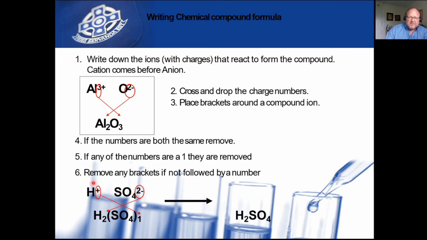Here's another example. You have hydrogen 1 plus and sulfide 2 minus. Swap and drop, so 2 goes to hydrogen and 1 goes to sulfide. But remember, we don't write that 1, so we don't need the brackets. So that becomes H2SO4. Does that make sense? So swap and drop. We'll do some more examples of that soon.